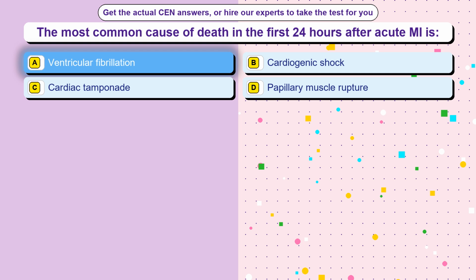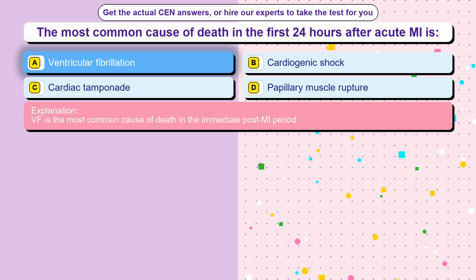The correct answer is option A, ventricular fibrillation. VF is the most common cause of death in the immediate post-MI period.